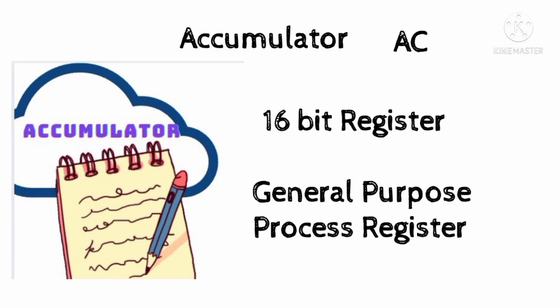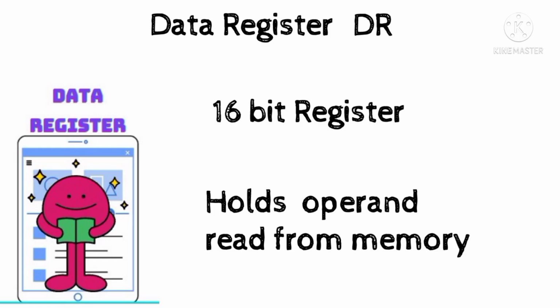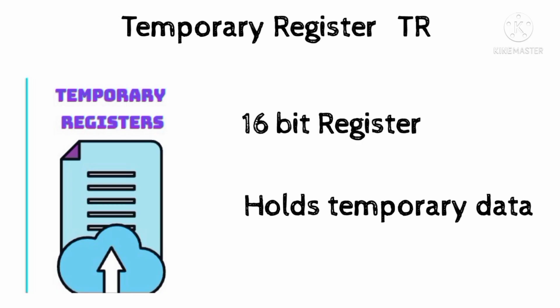Next is the accumulator. It is a general purpose register. Since it is holding data, we are using a 16-bit accumulator here. For example, if we want to add two numbers, 3 plus 4, one of the operands will be moved to the accumulator. Next is the data register. As the name indicates, the data register is used to store data. Temporary register. It is a 16-bit register which is used to hold temporary data.